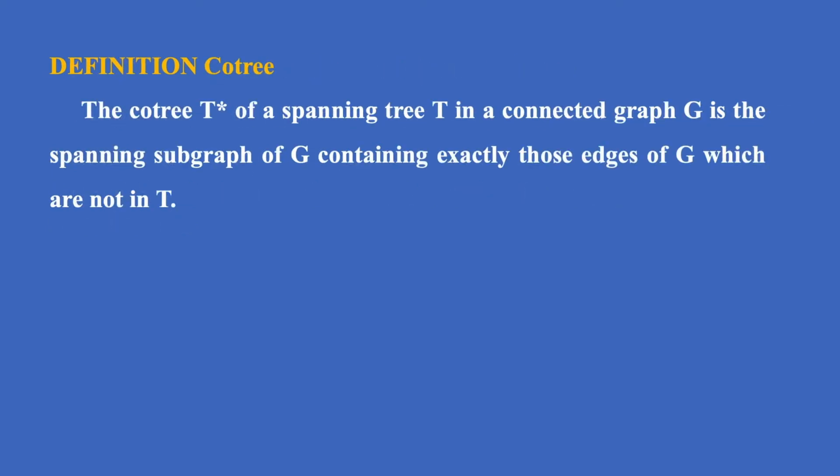Let us see the definition of a cotree. The cotree T star of a spanning tree T in a connected graph G is a spanning subgraph of G containing exactly those edges of G which are not in T.